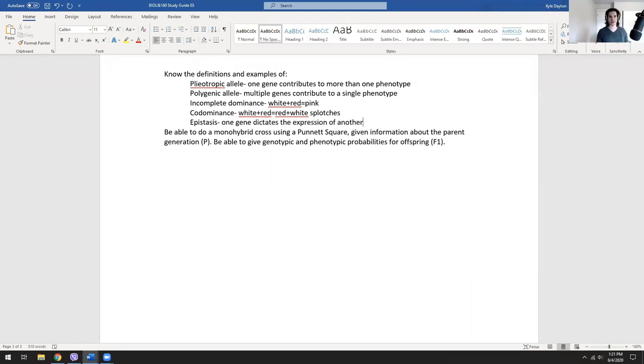So let's just say you're homozygous recessive for albinism. What it does is that gene will mute the expression of all of the other pigment genes.